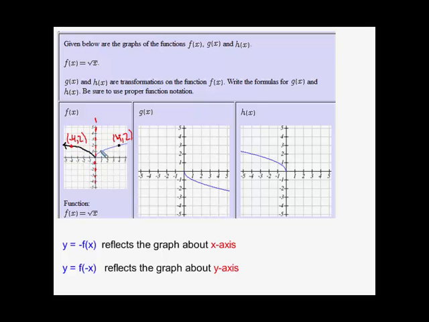So a y-axis reflection can be thought of as taking a point on the parent function and changing the sign on the x-coordinate, and that's what this notation here says. We're not changing the sign on the output, as in the previous example. We're changing the sign on the x value, or the input variable.